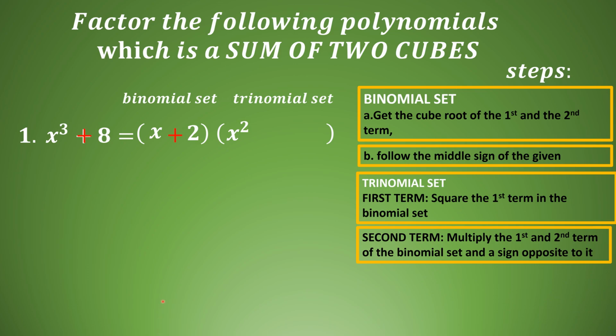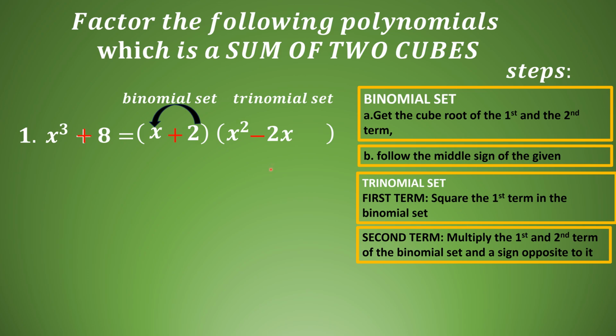Multiply the first and the second term of the binomial. So the first term of the binomial is x and the second term is 2. Then its product, because it says multiply, is 2x. And then what should be the sign? The sign will be opposite of the binomial set. So it's the additive inverse. If this is a plus, then it's a minus.